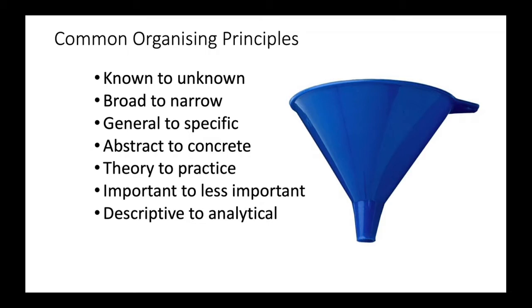Likewise, the narrative structures in academic writing move in predictable patterns, from things that we know to things that we don't know, broad topics to a more narrow focus, general observations to more specific conclusions, abstract ideas to concrete examples, and theory to practice, important to less important, and descriptive to analytical.